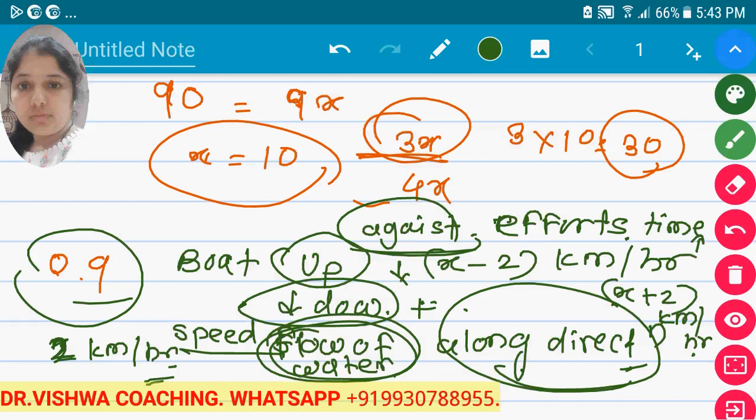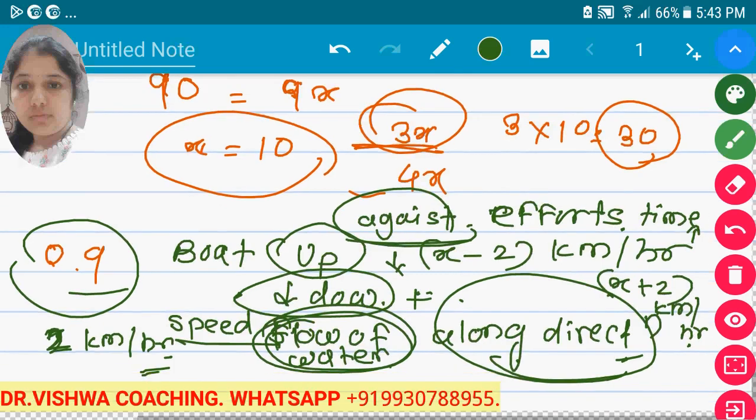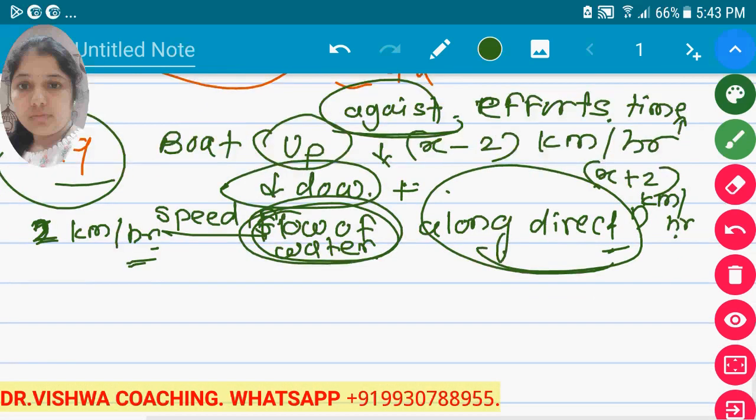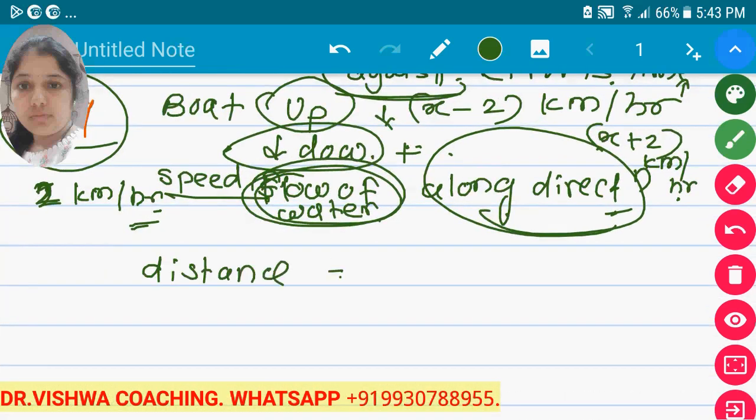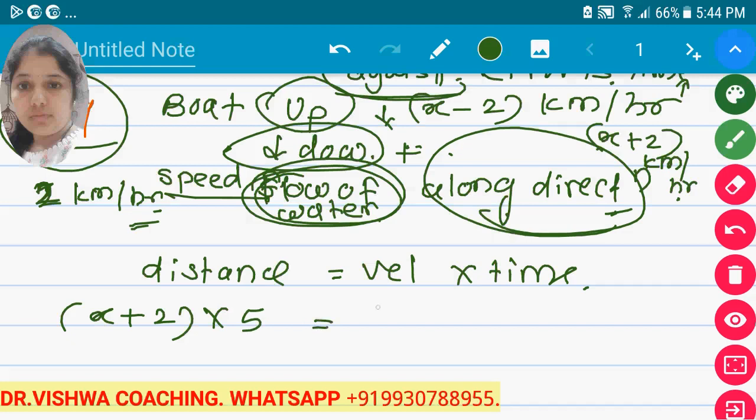Okay, now the distance covered by both the boat is the same, so we know the formula for distance is velocity into time. Both the distances are the same, so for downstream the speed is x plus 2 into time taken, 5 hours, is equal to, for upstream the distance covered is the same, so x minus 2 is the speed and time taken is 6 hours.